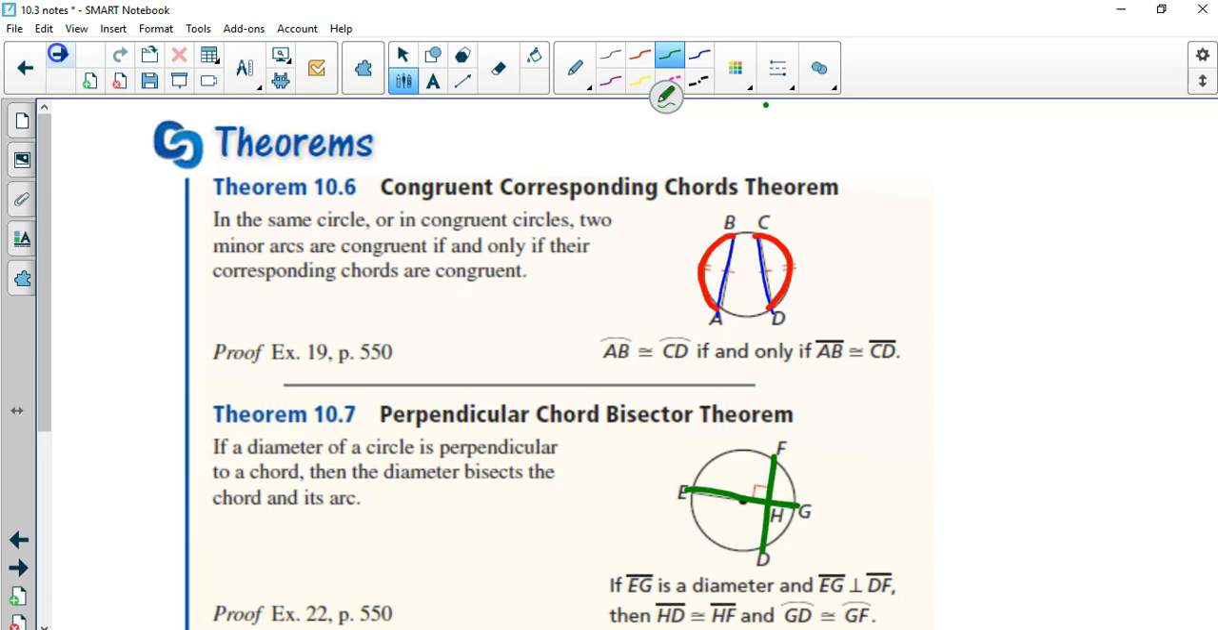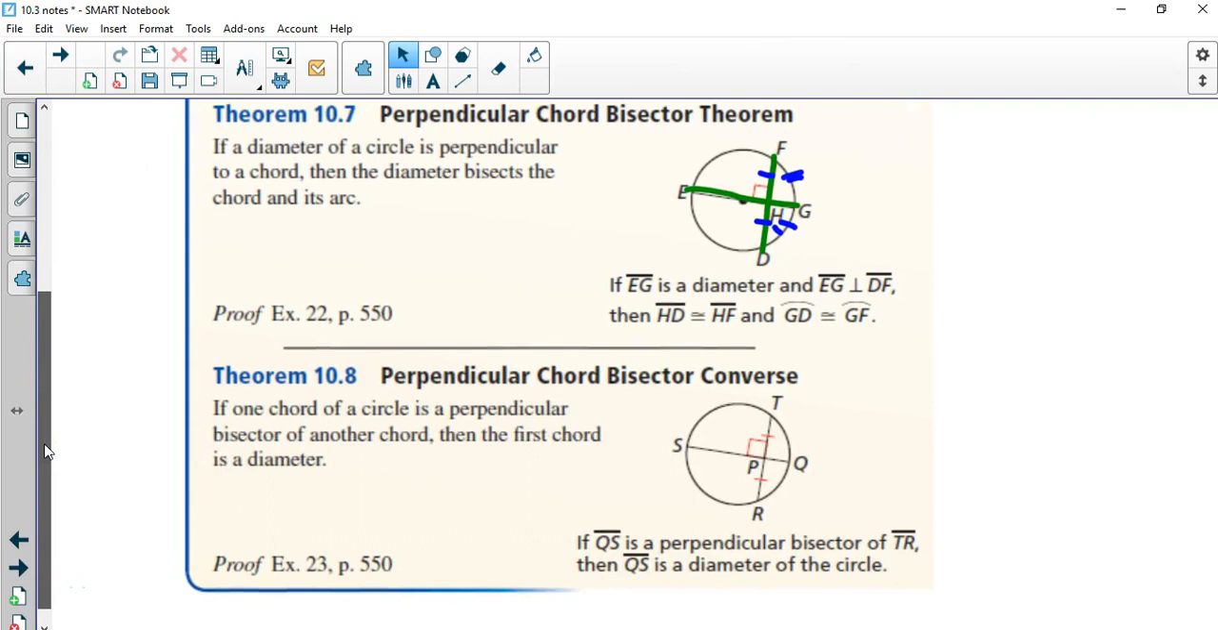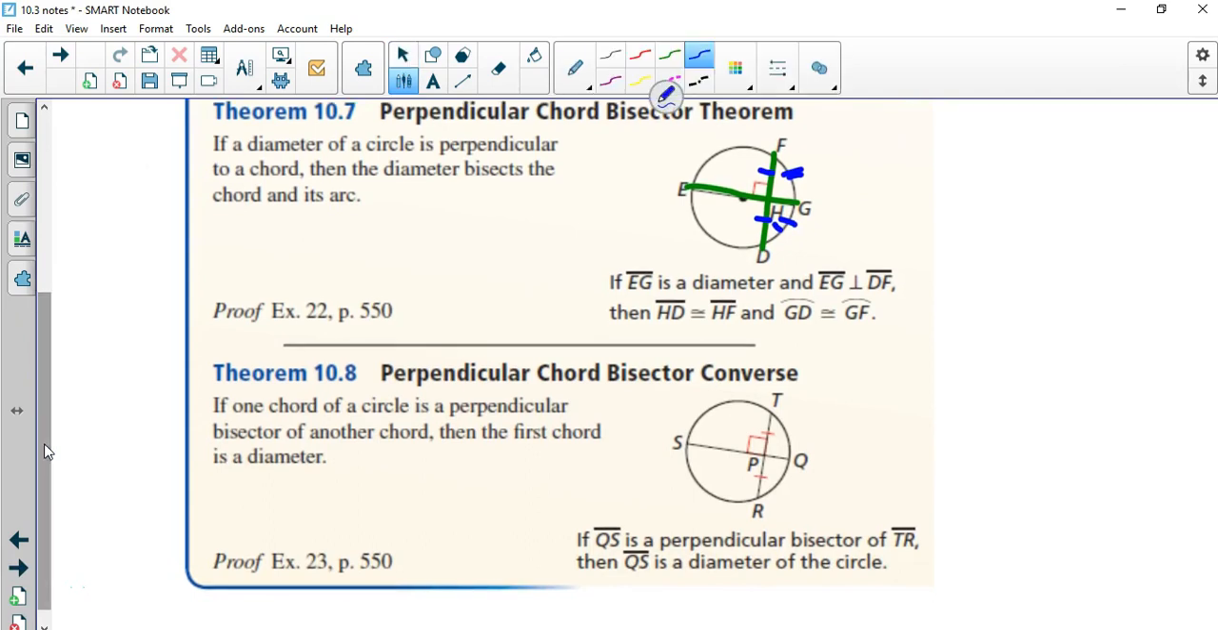then HD, this piece, is equal to HF, that piece. And corresponding to that, this arc is the same as that arc. And then scrolling down, basically this is the converse of that same thing we just did, going the opposite direction. That's what the converse does.